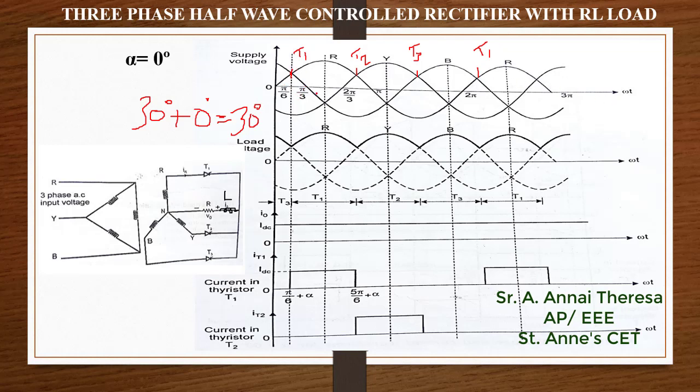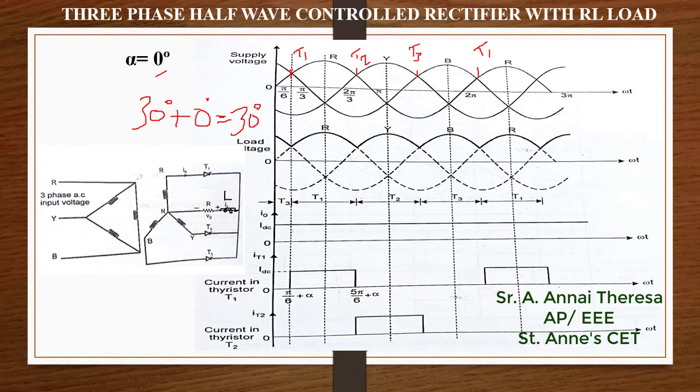So this is the input supply voltage waveform. Here we are going to draw the waveform for alpha equal to 0 degree. R phase is maximum between these 2 points, from 30 to 150 degree. So the minimum required angle is 30 degree. Now the alpha we are going to consider is 0 degree, so 30 plus 0, 30 degree.